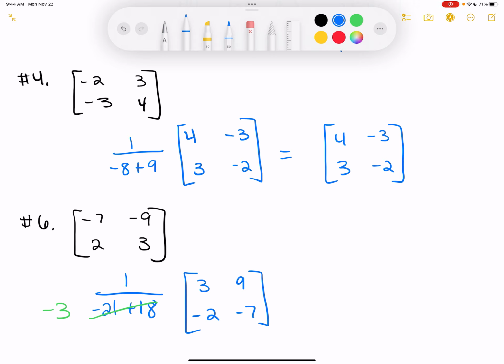Okay, so now I have -1/3 times 3, so that's going to give me -1. -1/3 times 9, -3. -2 times -1/3, +2/3, and -7 times -1/3. Okay, 7 over 3.